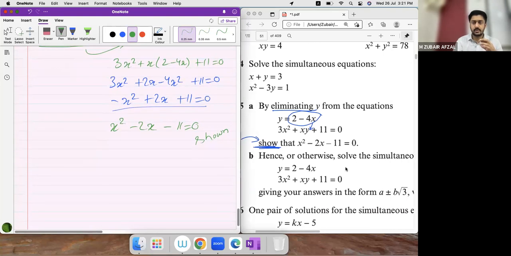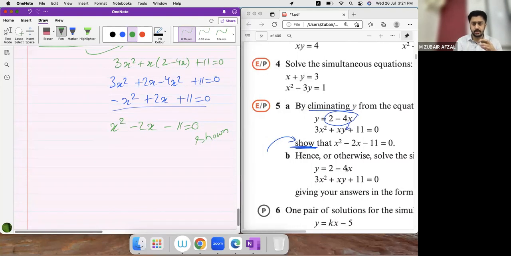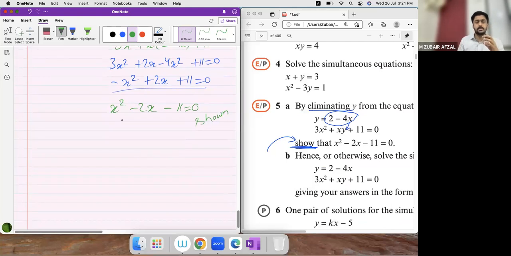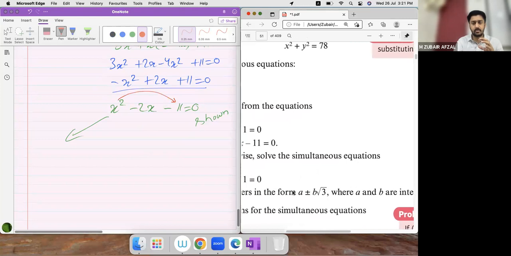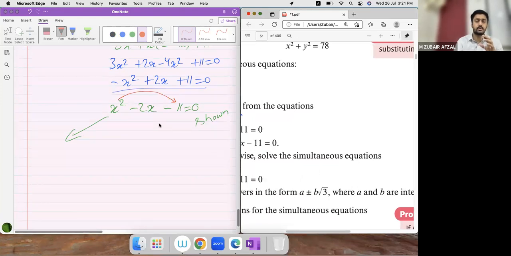B part says hence or otherwise solve these simultaneous equations. So we've already done half of it. That is substituted y in the other equation. And we must now solve for x. Middle term breaking: if we had to do it, the product must be minus 11 and the sum must be minus 2. So this is already clear that there are no middle terms, so I'm going for the quadratic formula.